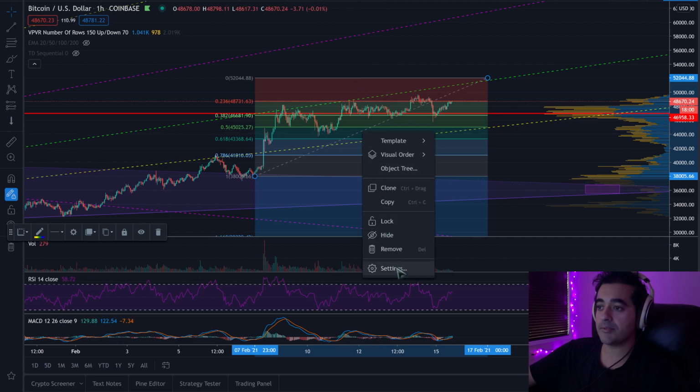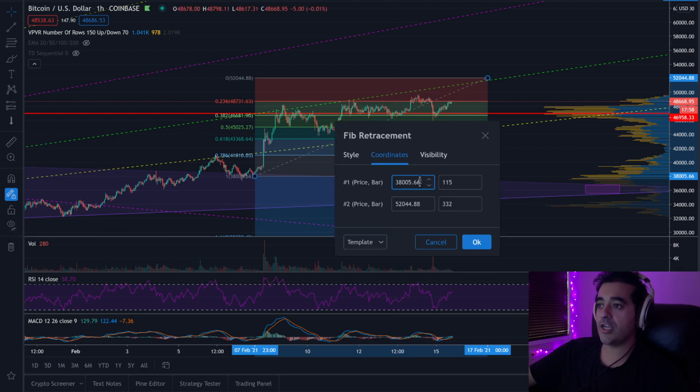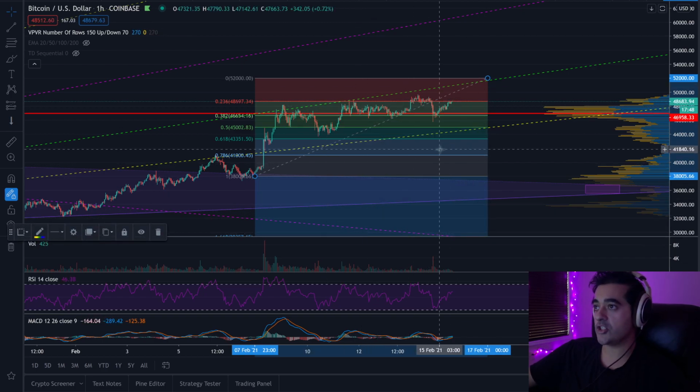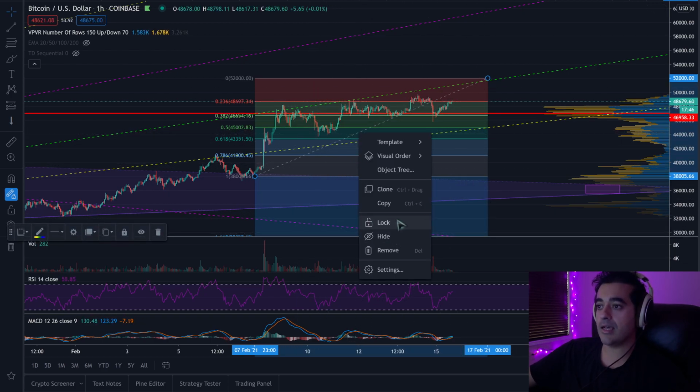But the first thing I'm going to do is go into settings and change my start and end position. The start I can keep exactly where it was because I chose that. The stop, I'm going to make it exactly at 52,000, and I'm going to click OK. So it adjusted this for me, and now I'm going to lock it into place.